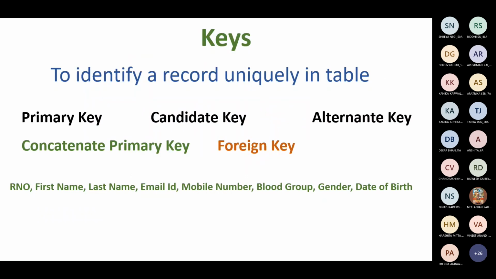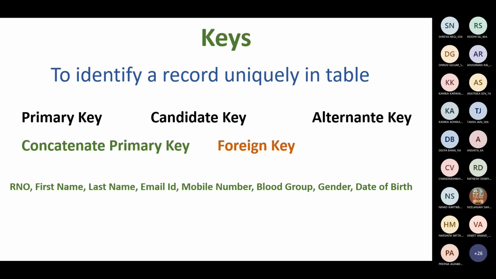We have learned what is primary key, what is candidate key, what is alternate key, and what is concatenated primary key. The last concept for today's session is foreign key. What is a foreign key? Any guesses? It's an attribute that's in a different table of the same database.